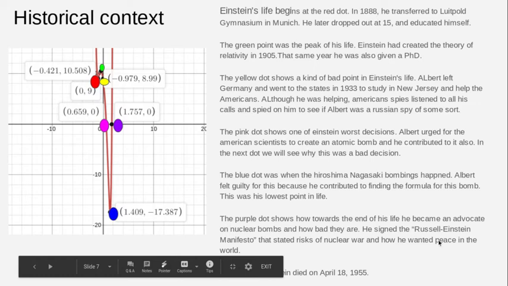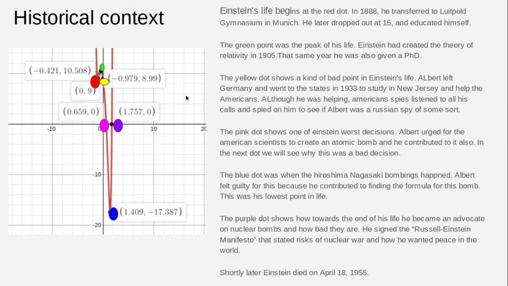And finally, for the historical context of this polynomial. So we will start at the red dot right here. Einstein's life begins at the red dot. In 1888, he transferred to Luitpold Gymnasium in Munich. He later dropped out at 15 and educated himself.